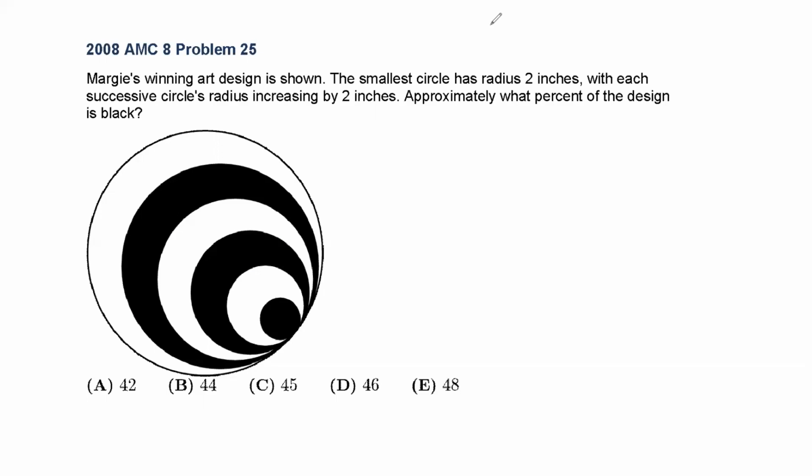Okay, so notice that the entire design, which is going to be our denominator, is just the area of the biggest circle. So let's just start small. The smallest circle has a radius of 2 inches, and each successive circle's radius is increased by 2 inches. So the radii are 4, 6, 8, 10, and then 12. The biggest circle has a radius of 12, which means its area is pi times 12 squared.